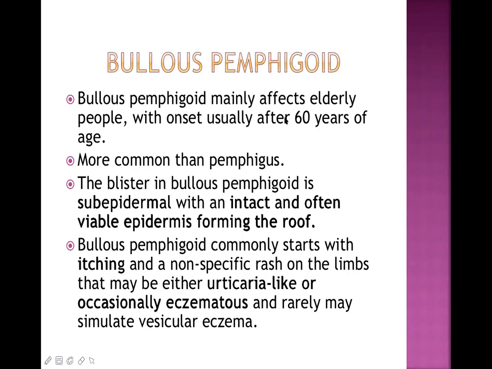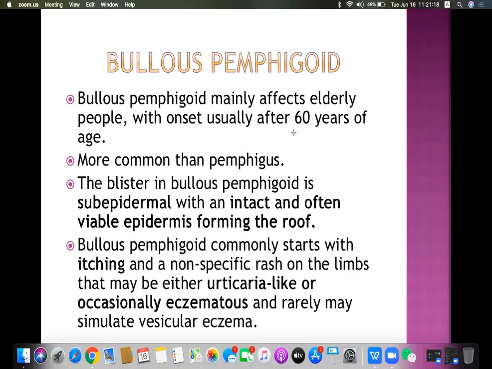This disease mainly affects elderly people with onset occurring after 60 years of age. So it occurs mainly in the older generation. The age difference is important: pemphigus vulgaris usually affects the middle age, and females are more easily affected. In bullous pemphigoid, older people are mainly affected. But overall, bullous pemphigoid is more common than pemphigus in the general population.